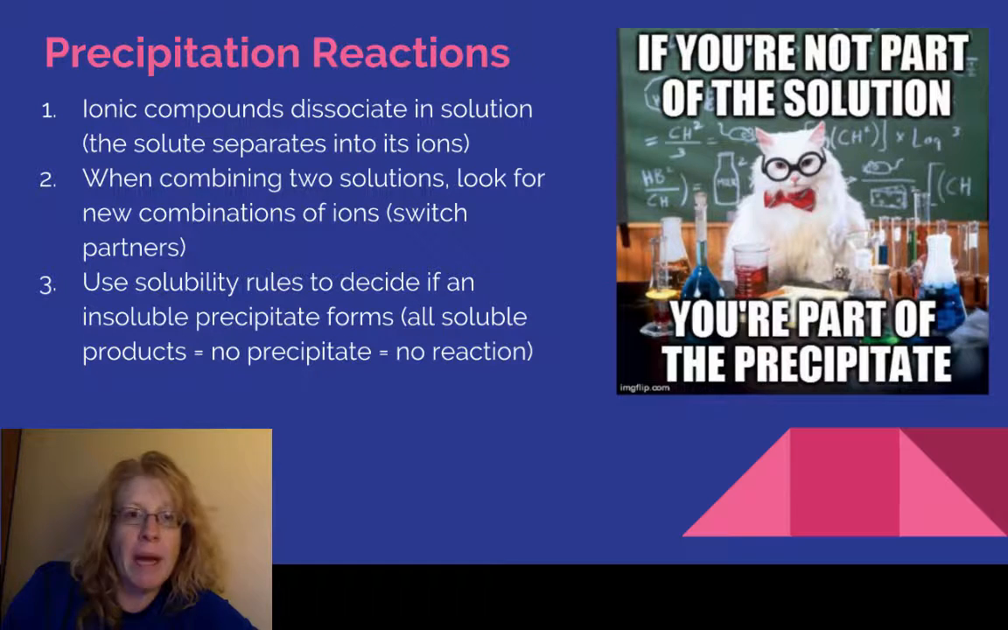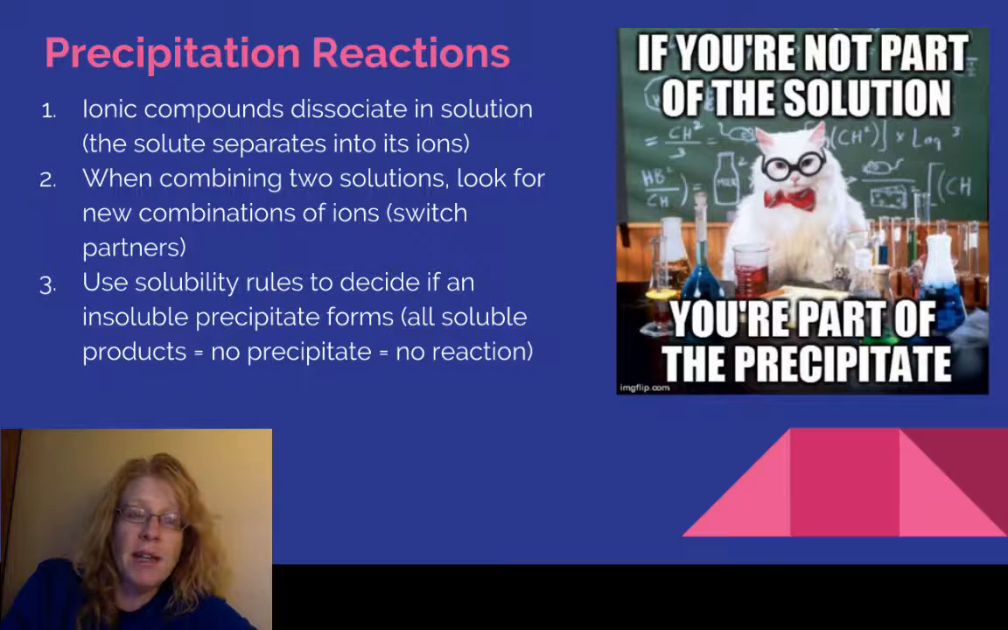Second thing is when we're combining two solutions together, we're going to do that new inside-outside. It's called double displacement, but we're going to look for those new combinations of ions. It has to be a new positive and negative ion together. Two positive ions will not attract to each other. Two negative ions won't either. So that's why that trick of using the outside and then the inside helps shortcut that particular process.